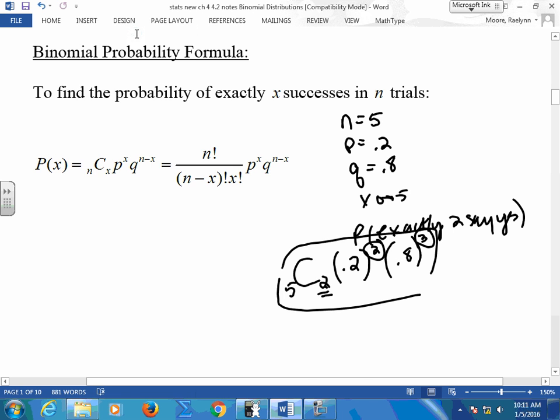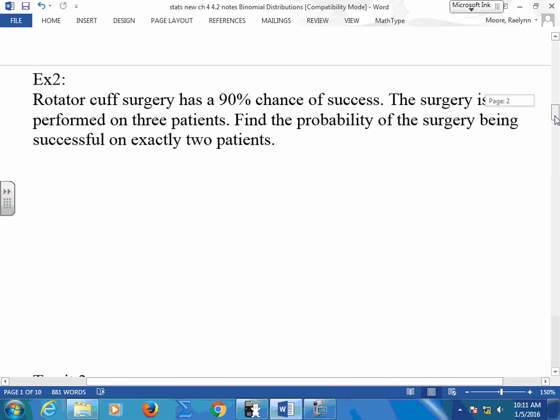All right. So now, a rotor cuff surgery has a 90% chance of success. So if it has a 90% chance of success, what is its chance of failure? 10. So we know your P, and we know your Q. The surgery is performed on 3 patients. This is your N. Find the probability of the surgery being successful on exactly 2 patients.